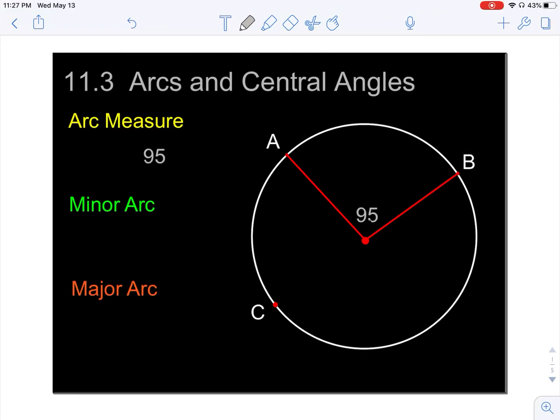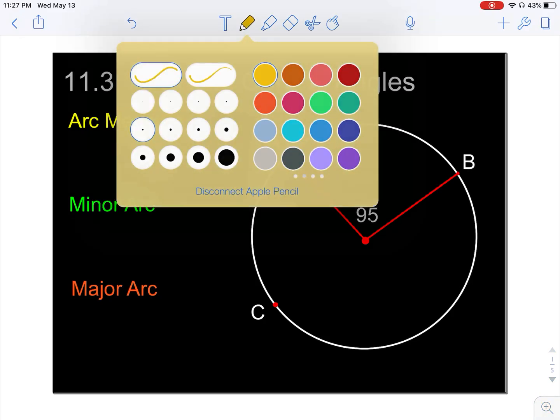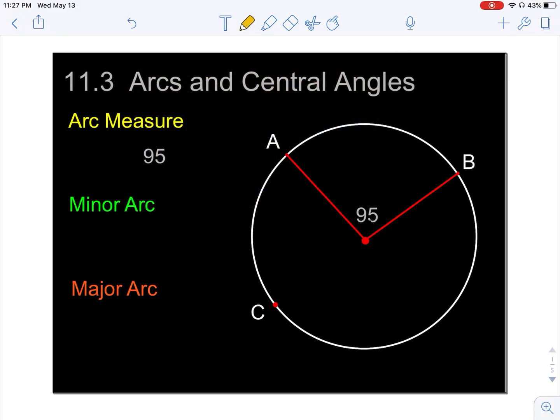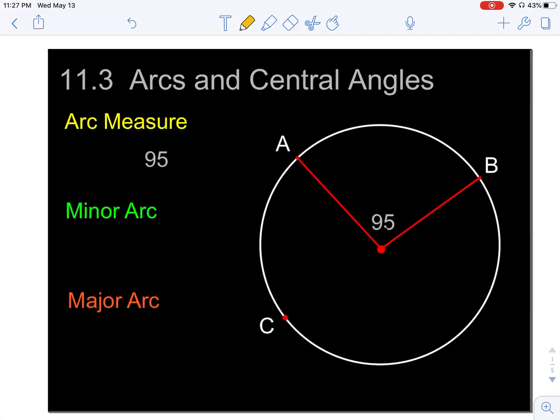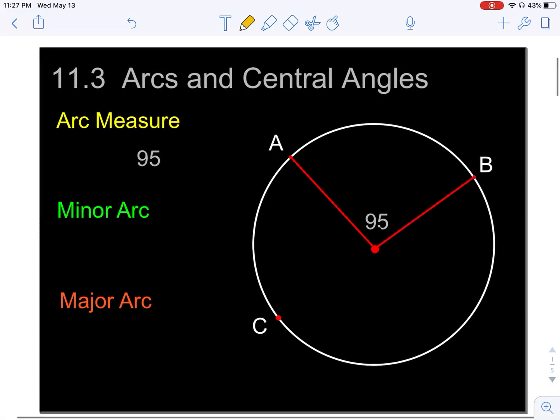All right, we're going to cover 11.3, talking about arcs and central angles, and this week we're covering 11.3 in two parts. So today we're going to talk about the arc measure, and the next day we will talk about the arc length. So let's talk about what an arc is to start here. An arc is really just part of a circle.